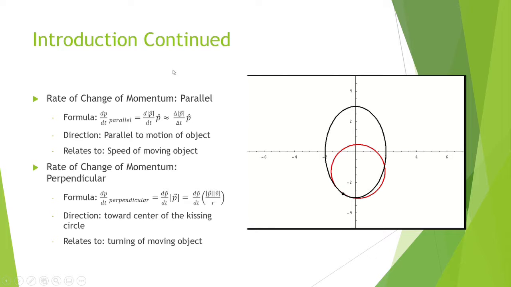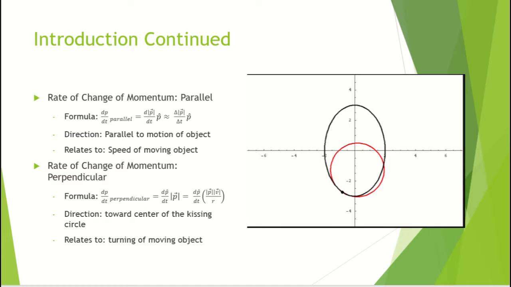Since the net force is equal to the rate of change of momentum, also known as dp/dt, the components of the rate of change of momentum can be used to determine the net force acting on the star. The two components of dp/dt are the parallel and the perpendicular. The parallel component relates solely to the speed of the object. It points in the direction parallel to the object's motion. The perpendicular component relates solely to the turning of the object. So if the object turns, it means the perpendicular component of dp/dt is non-zero.